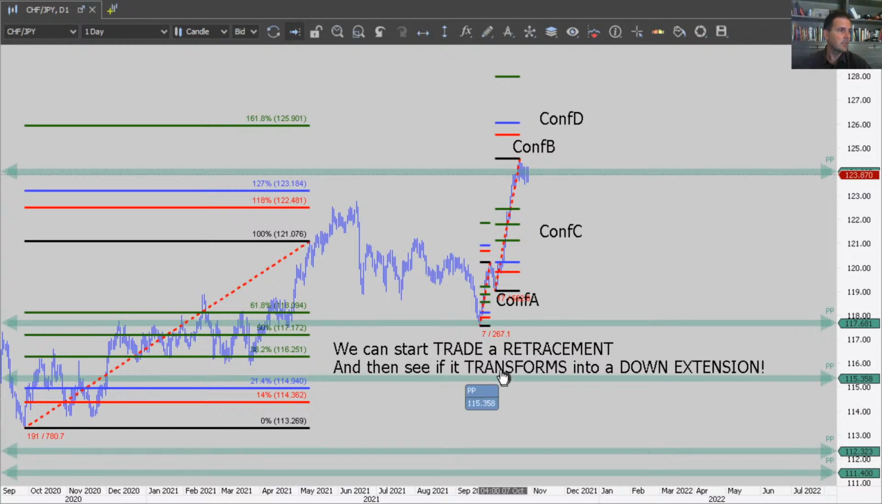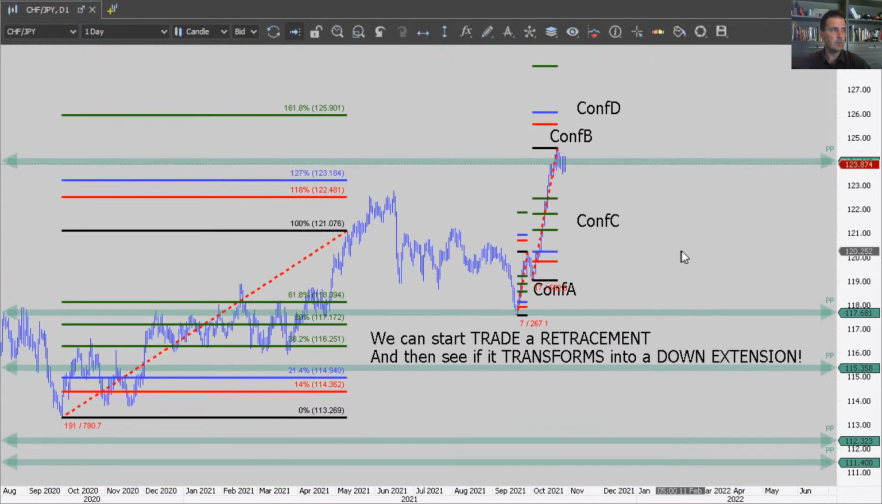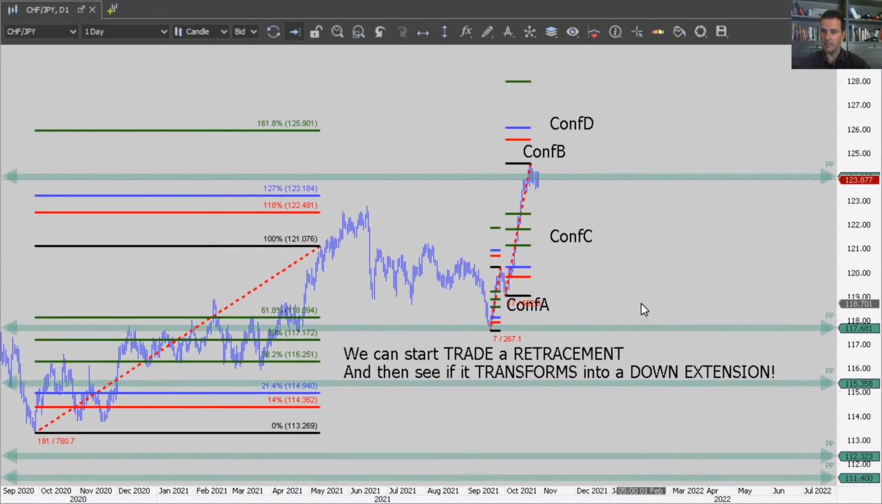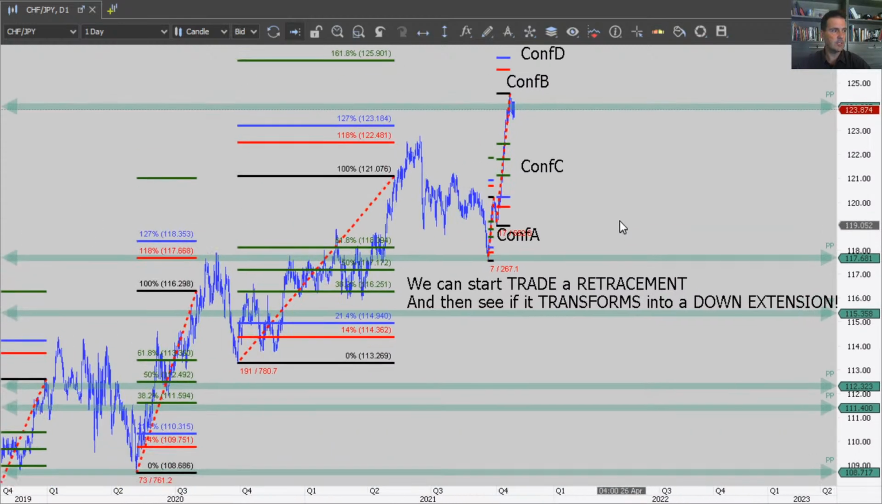Yes, sir. So we can start to trade a retracement and then see if it transforms into a down extension. Okay. Everybody, do you agree it's a great plan? What do you say? Is this a great plan, everybody?